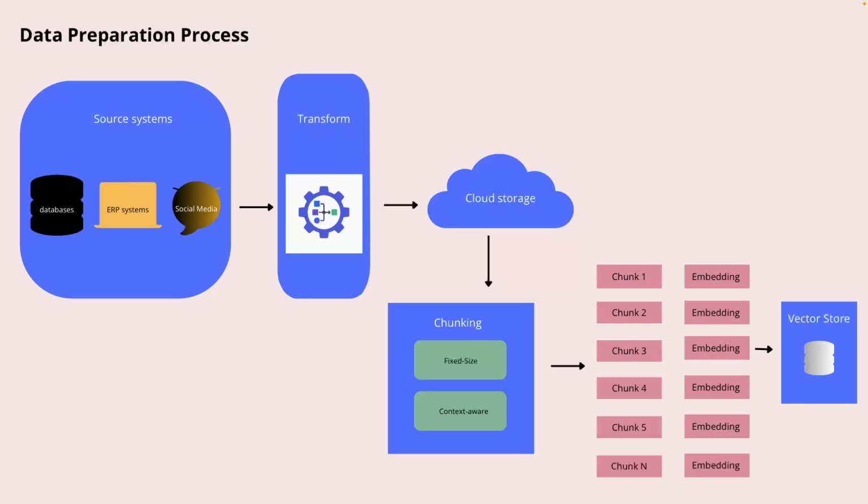Now it comes to chunking. Chunking is the process of ingesting text documents and breaking large documents into smaller, manageable pieces that can be processed individually. There are two methods, fixed size and context-aware chunking. We'll talk about these different methods in a coming video. I'm just focusing on the high-level process here.